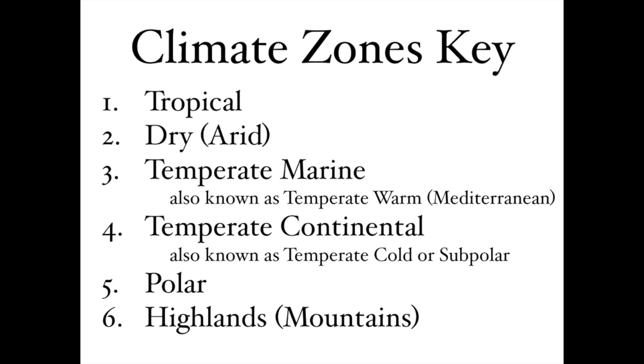Then we have the polar zone, and then intermixed within all of these zones, we have the highlands or the mountain ranges. So dry, tropical, temperate continental can all have these mountain ranges, as well as temperate marine and polar.